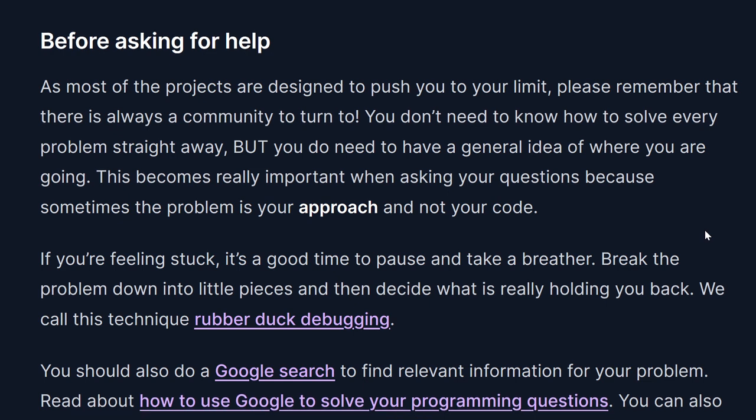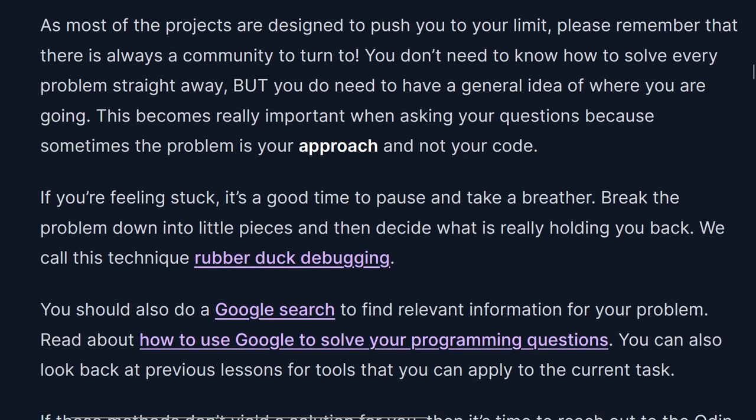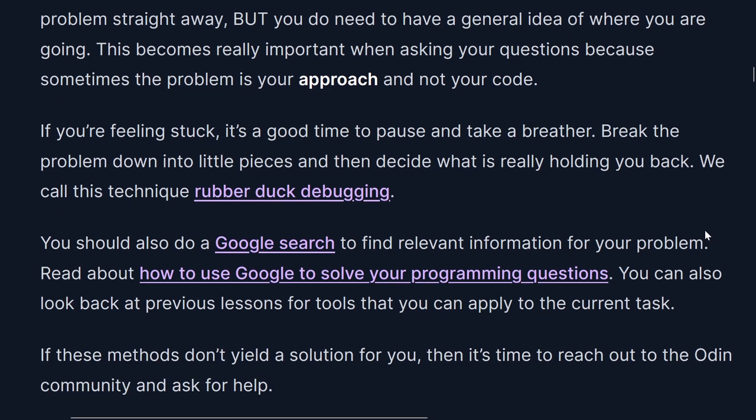As most of the projects are designed to push you to your limit, please remember that there is always a community to turn to. You don't need to know how to solve every problem straight away, but you do need to have a general idea of where you are going. This becomes really important when asking your questions because sometimes the problem is your approach and not your code. If you're feeling stuck, it's a good time to pause and take a breather. Break the problem down into pieces and then decide what is really holding you back. We call this technique rubber duck debugging.